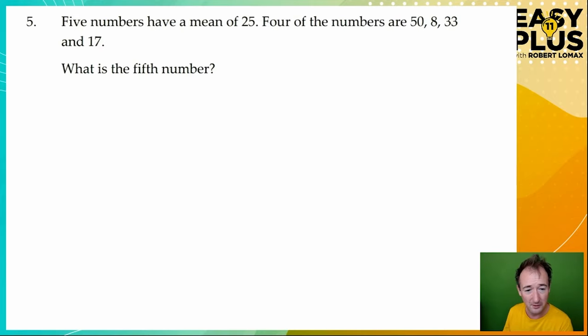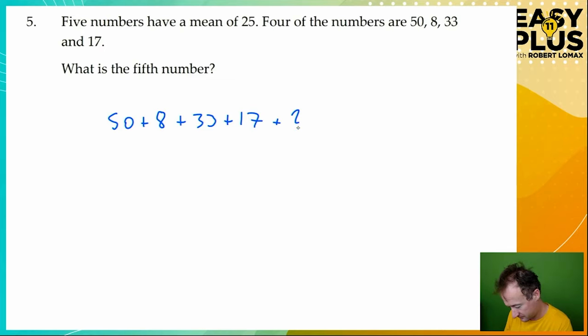Well, you'd find the mean by, first of all, adding together all the numbers. And there's another number that we don't know. Let's call it question mark. And if we were going to find the mean, we'd divide this total by the number of numbers. And including our unknown 5th number, question mark, we have 5 numbers here. Let's simplify this a bit. 50 plus 8 plus 33 plus 17. 33 plus 17 is going to give us 50, because 3 plus 7 is 10. And 50 plus 8 is 58, so that's going to be 108.